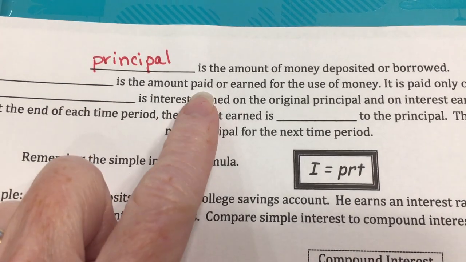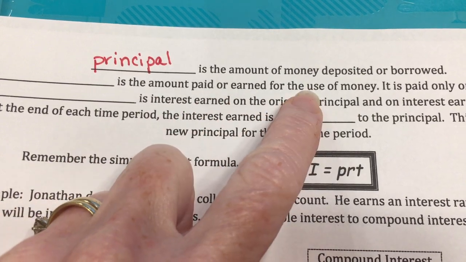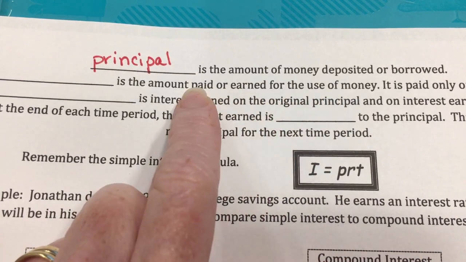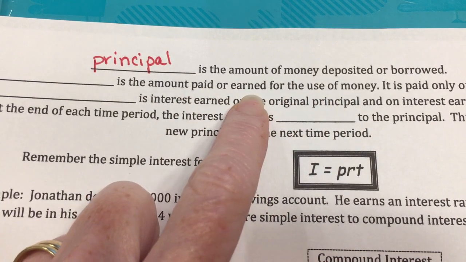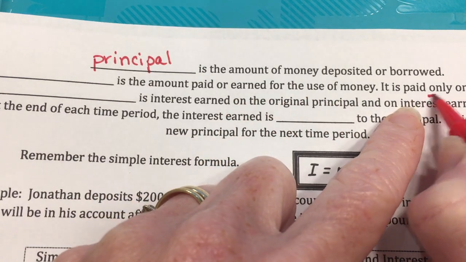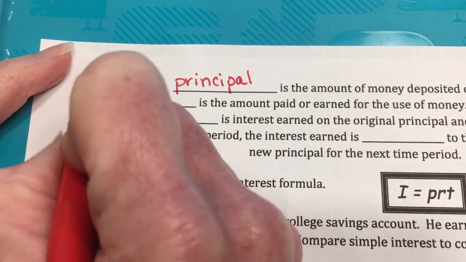All right, so the amount you pay, or the amount you earn, for the use of the money. So if you borrow that money, this is the amount you have to pay for borrowing, or the amount the bank pays you for the use of your money. If that's paid only on the principal, then that's called simple interest, and that's what we found before.